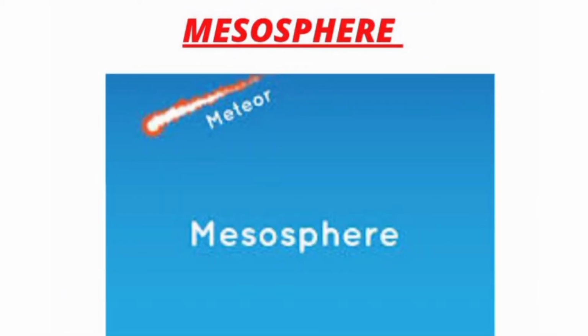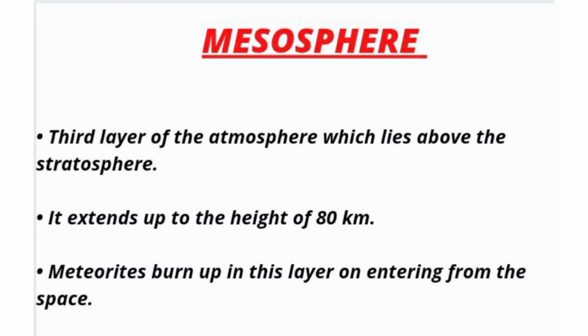Now we will discuss mesosphere. Third layer of atmosphere, which lies above the stratosphere. It extends up to the height of 80 km. Meteoroids burn up in this layer on entering from the space.